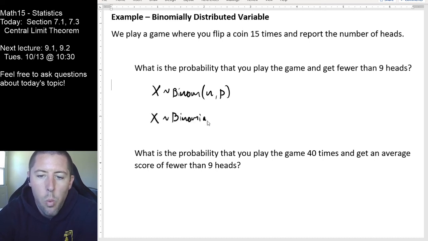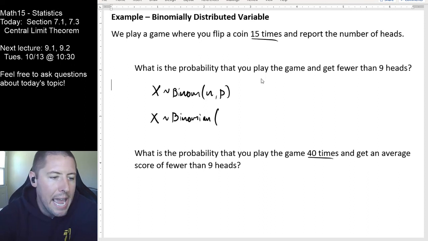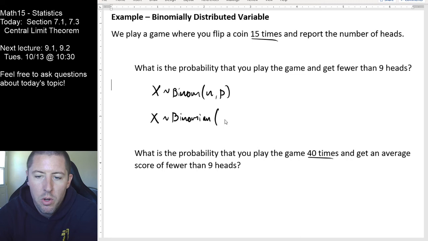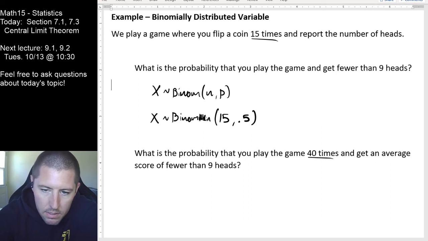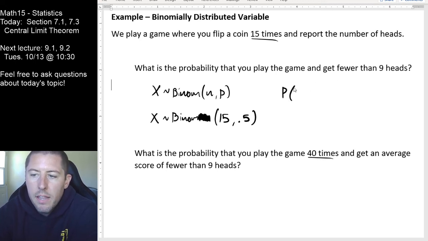Now notice here, in one binomial experiment, we really have two different sample things going on. We've got the 40 times and we've got the 15 times. One game results in you flipping a coin 15 times. That's our number of flips, n. The probability of a success on any one flip, a heads, is 50%. So x is binomial 15, 0.5. I'm interested in the probability that I'm going to get fewer than 9 heads.